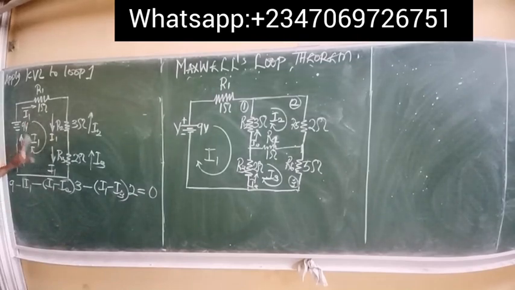So this is the entire voltage on the first loop. So you may wish to now expand the brackets. Let's do that now and see.